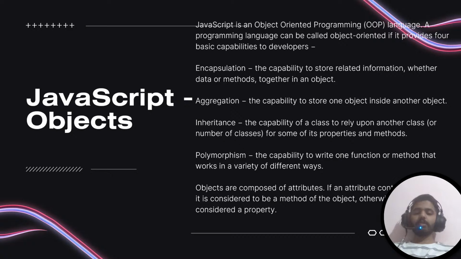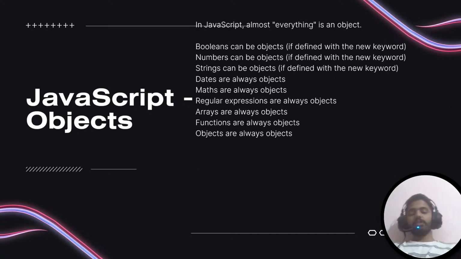So what are objects? Objects are composed of attributes. If an attribute contains a function, it is considered a method of the object, otherwise the attribute is considered a property, correct? In JavaScript, almost everything is considered an object. Booleans can be objects, numbers can be objects, strings can be objects, dates, math, regular expressions, arrays, functions, objects. These are all objects.